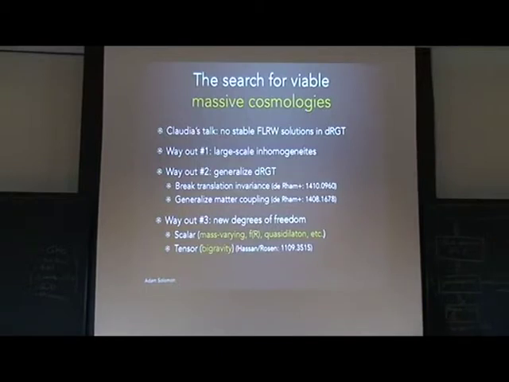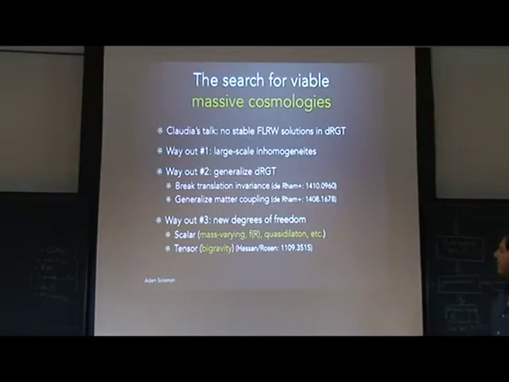One, as Claudia mentioned, is to look at inhomogeneities at large scales. Another would be to generalize massive gravity, generalize dRGT. So there's this version where you break translation invariance by promoting the mass term parameters to functions of the Stueckelberg fields, or generalizing the matter coupling, again due to Claudia, Raquel, and Lavinia. And then the third way out would be to add new degrees of freedom.